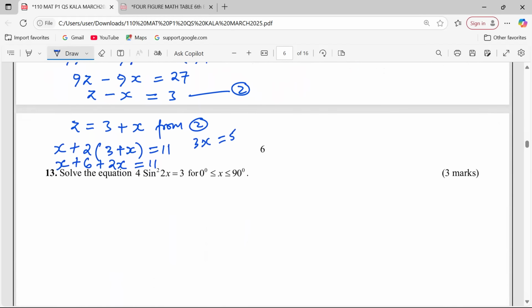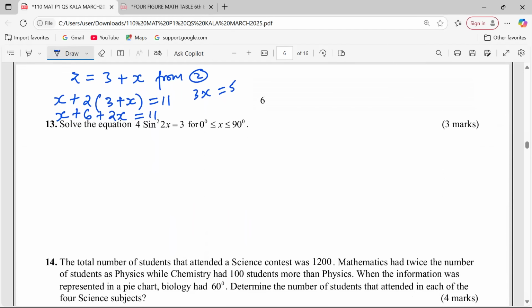Solve the equation sine squared of 2x equals 3, for the range of values of x from 0 to 90. The first thing we're supposed to do is to say that sine squared of 2x equals 3 over 4. I've divided by 4 through.